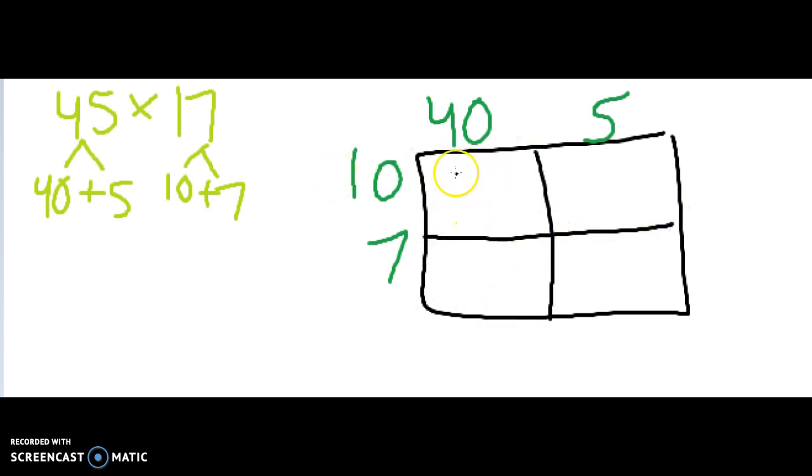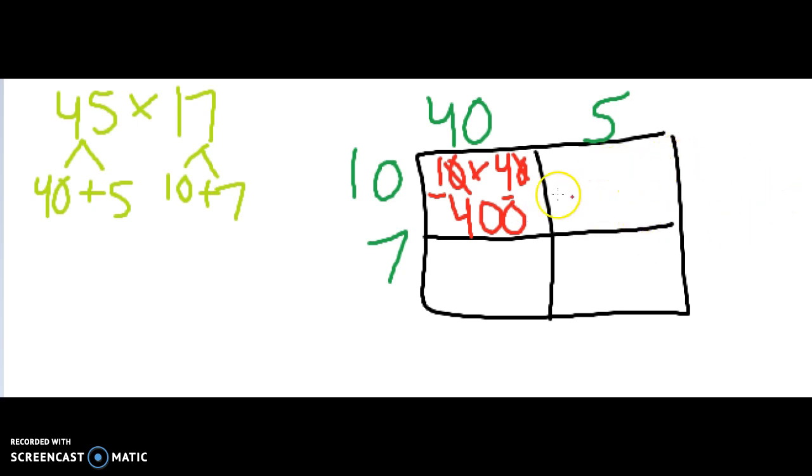Looking in the first box, first I go left, then I go up. Here I know I'm going to multiply 10 times 40. I can think of this as 1 times 4, which I know is 4, and then I'll add 2 zeros to the end of my answer.